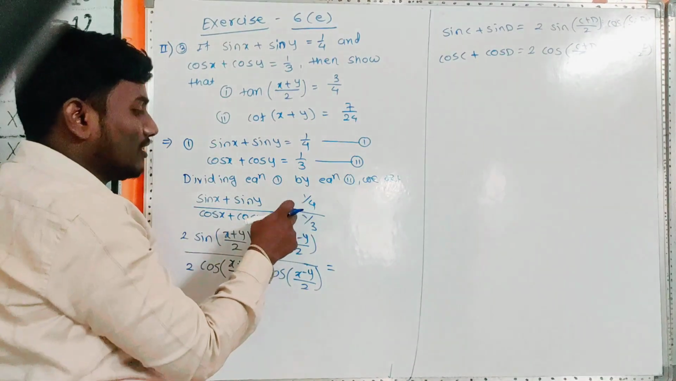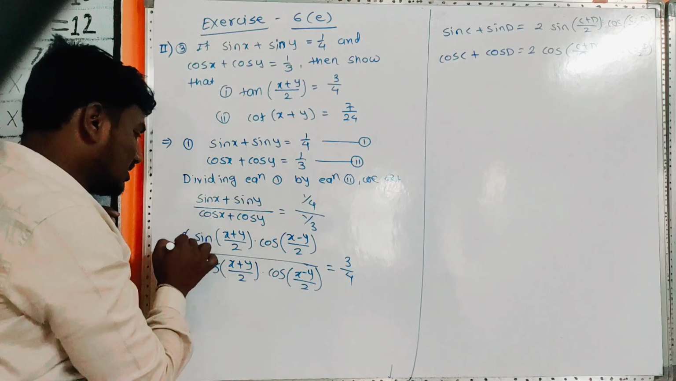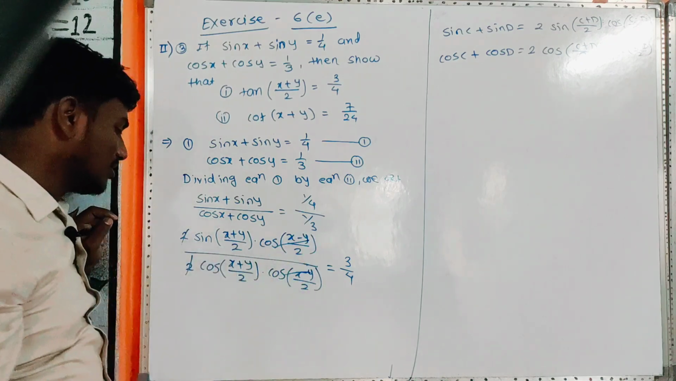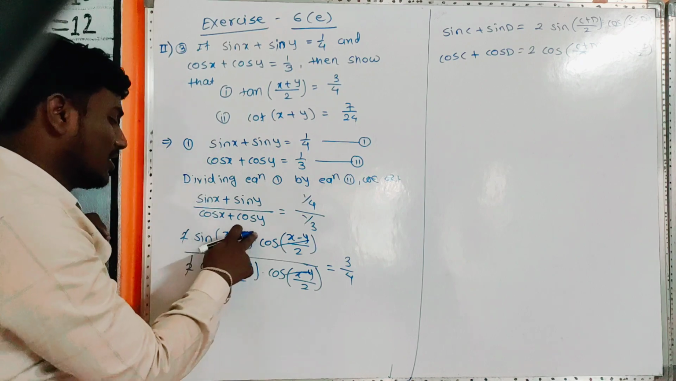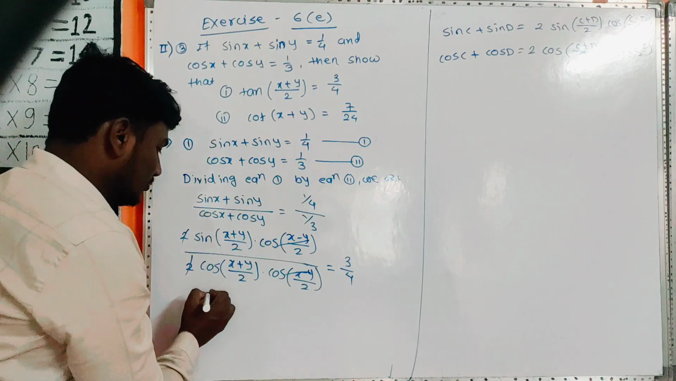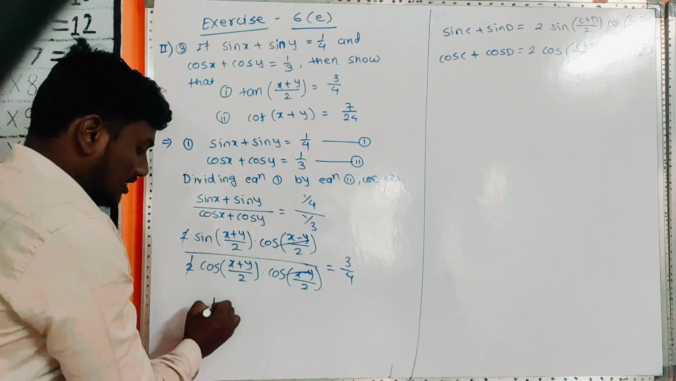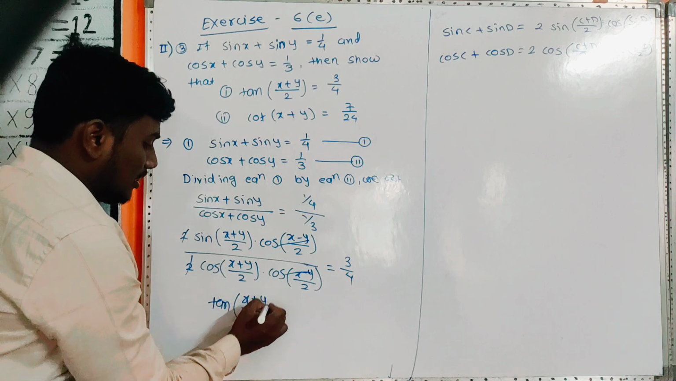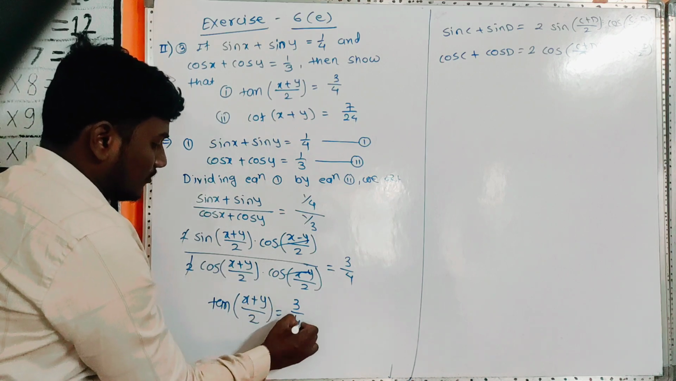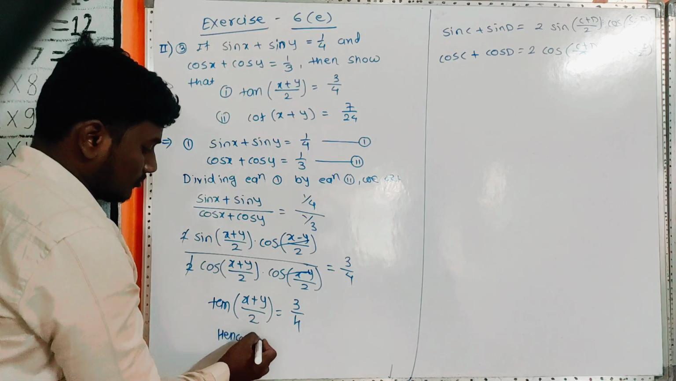So 1/4 divided by 1/3 means 3/4. Am I right? This 2 cancels, this cancels. What is remaining? sin((x+y)/2) divided by cos((x+y)/2). This can be written as tan((x+y)/2) is equal to 3/4. This is the first one, hence proved. Am I right?